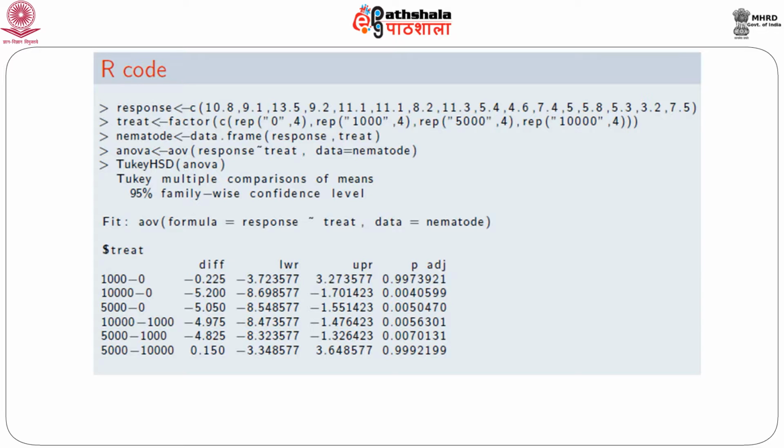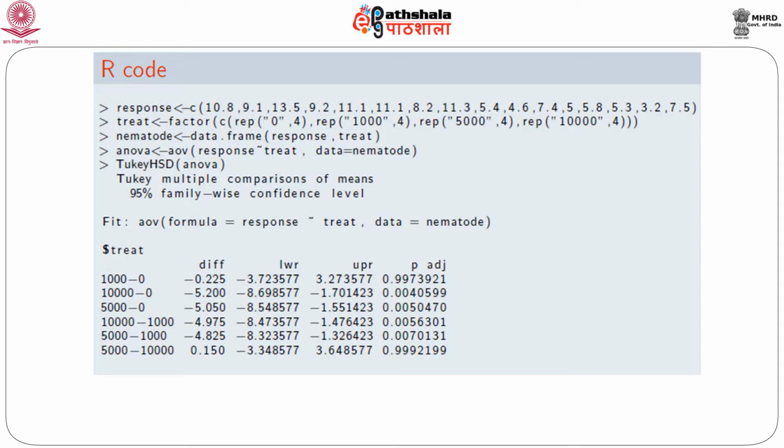And then we create the treatments. These are nothing but the various groups. The groups in this case are called factors, and they are created as c(rep(0,4), rep(1000,4), rep(5000,4), rep(10000,4)). What does that mean? rep(0,4) means repeat the value 0 four times.